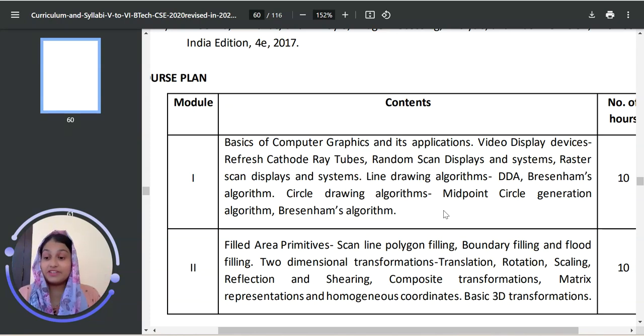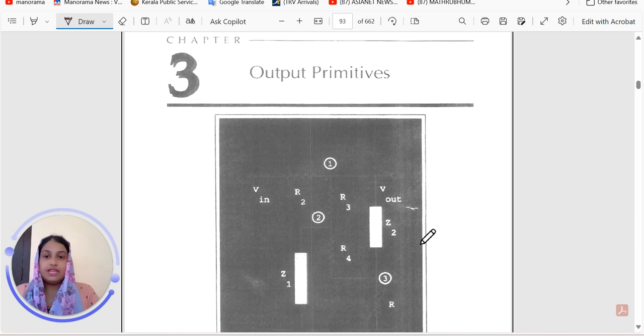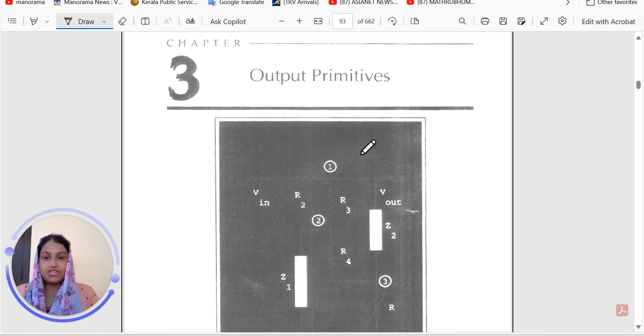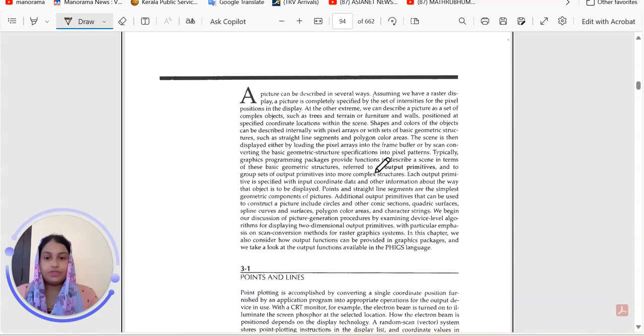So this is Computer Graphics and Image Processing Module 1 Part 8. We are going to start line drawing algorithms, that is the second half of the first module. This is chapter 3, page number 93 of the textbook.